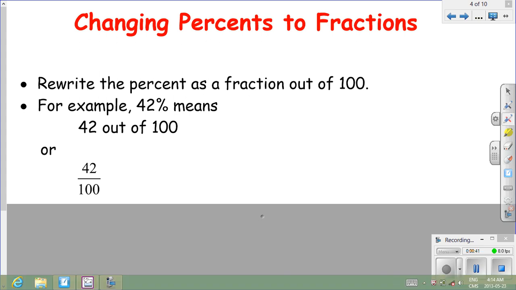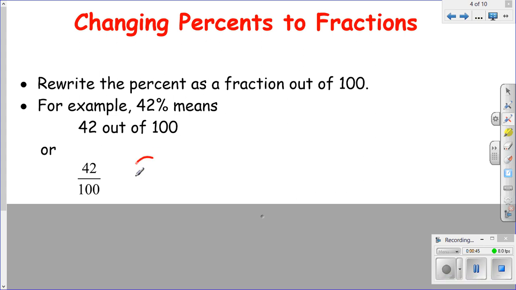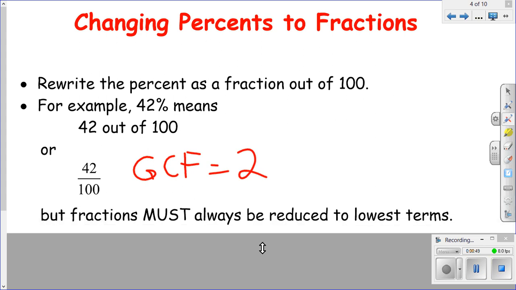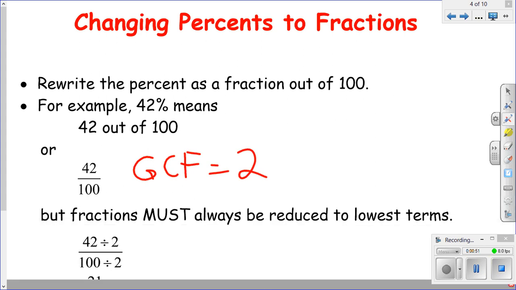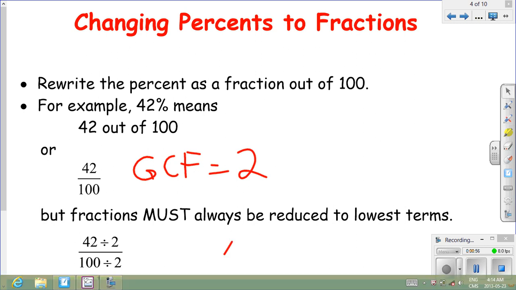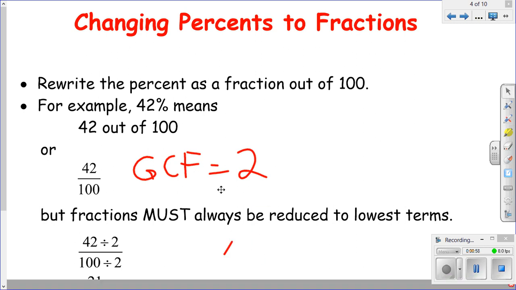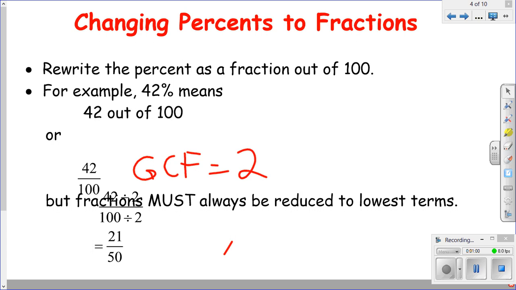And what we want to look for is the greatest common factor of 42 and 100, which is in fact 2. So we're going to divide both the numerator and the denominator by 2. And in the end, we're going to end up with 21 over 50.